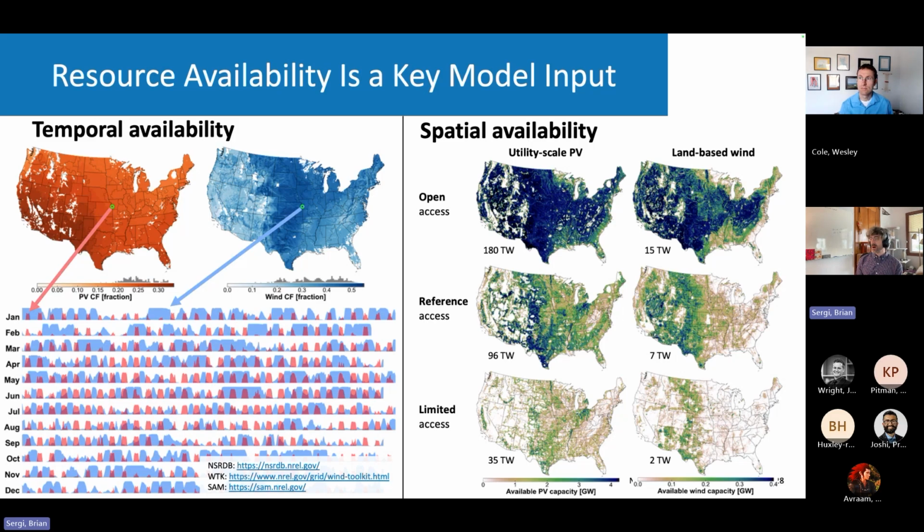So across these different siting regimes, the model thinks about where it can build the resources that it wants, and then also what interzonal transmission it might have to build to support those and get that to the load centers. And so it's able to consider the cost of doing all that against other competing technologies and try to figure out what the optimal is across those choices.